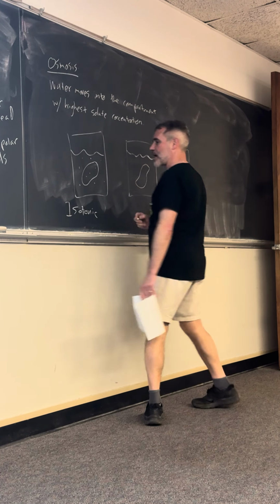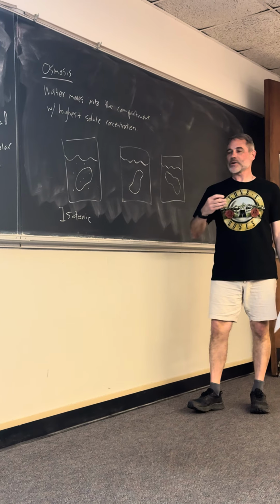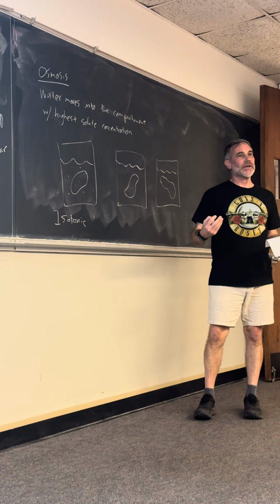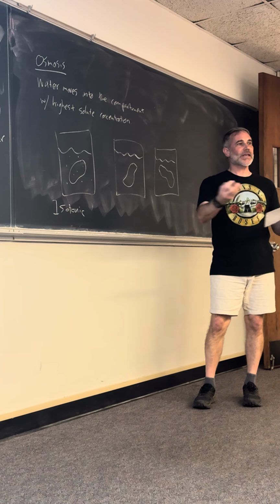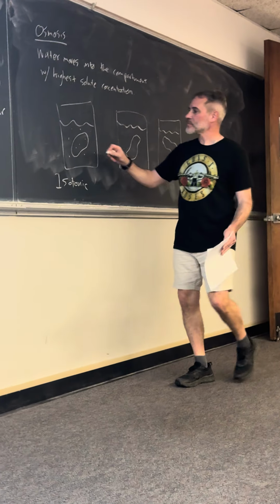Okay, so in isotonic solutions, water still crosses membranes, but in the end, you break even, meaning that water can go in and water may flow out, but there's no net movement. So when it's all said and done, however much water goes out has also come in. All right, you end up right where you started.